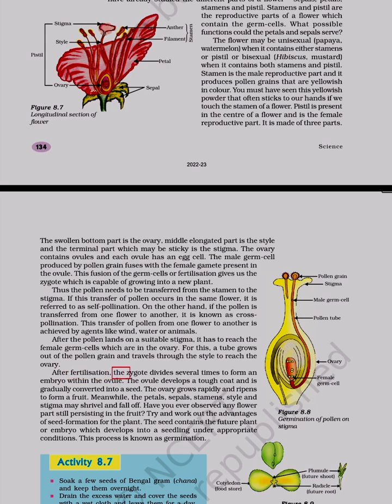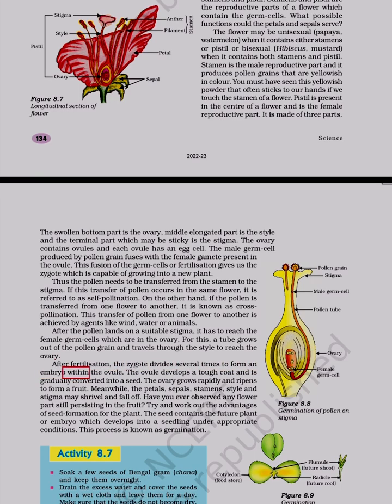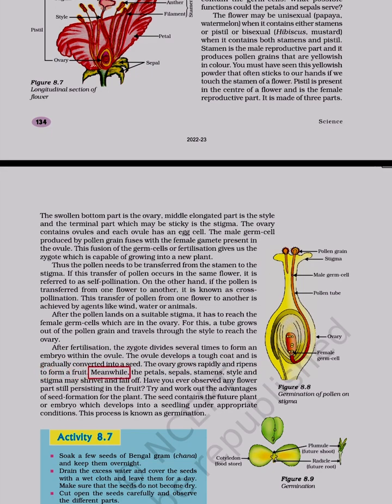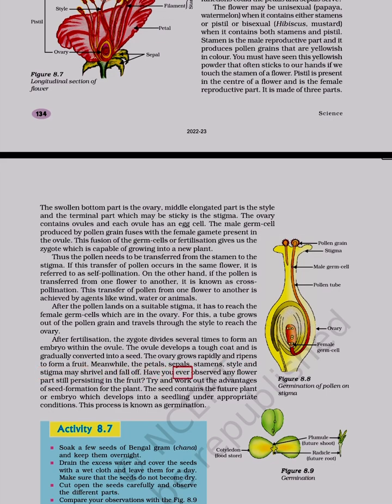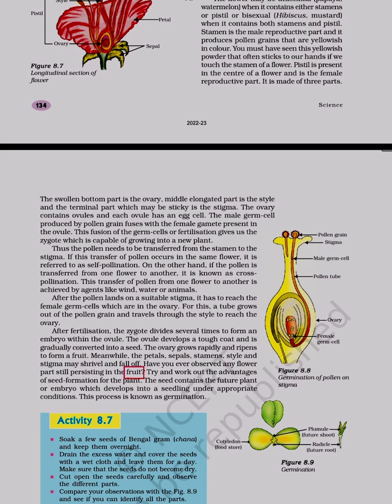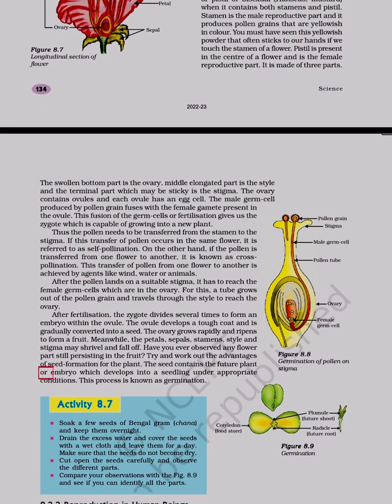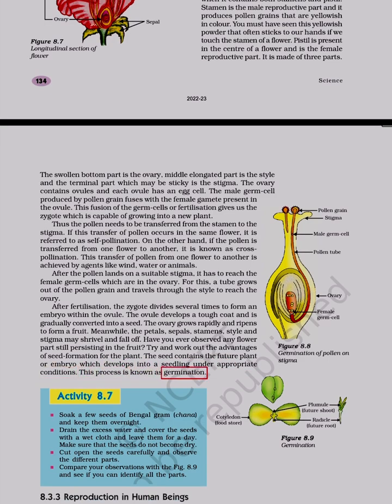After fertilization, the zygote divides several times to form an embryo within the ovule. The ovule develops a tough coat and is gradually converted into a seed. The ovary grows rapidly and ripens to form a fruit. Meanwhile, the petals, sepals, stamens, style and stigma may shrivel and fall off. Have you ever observed any flower part still persisting in the fruit? Try and work out the advantages of seed formation for the plant. The seed contains the future plant or embryo which develops into a seedling under appropriate conditions. This process is known as germination.